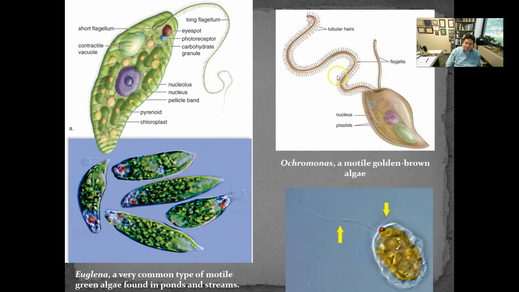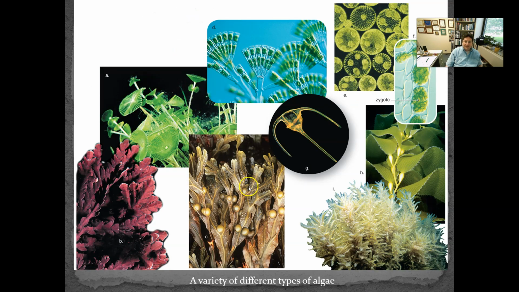Ochromonas here is a motile, single-celled golden brown algae, and just a whole bunch together. All right, so that's an overview of protists.